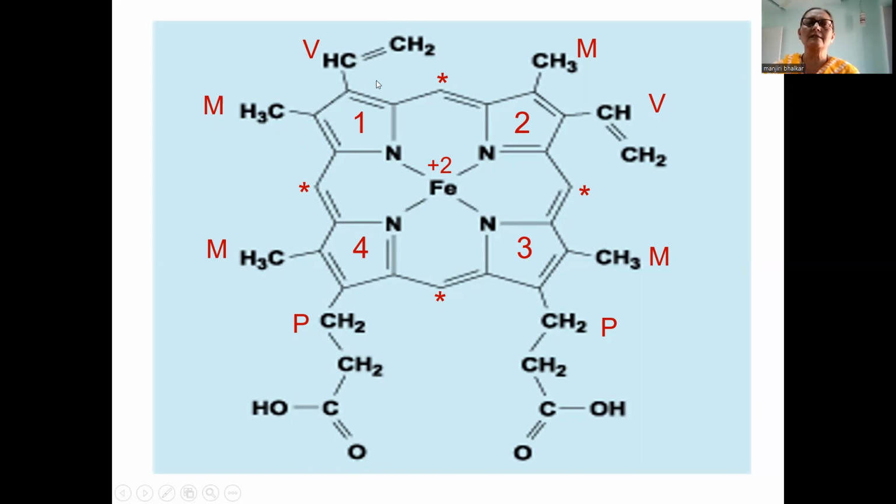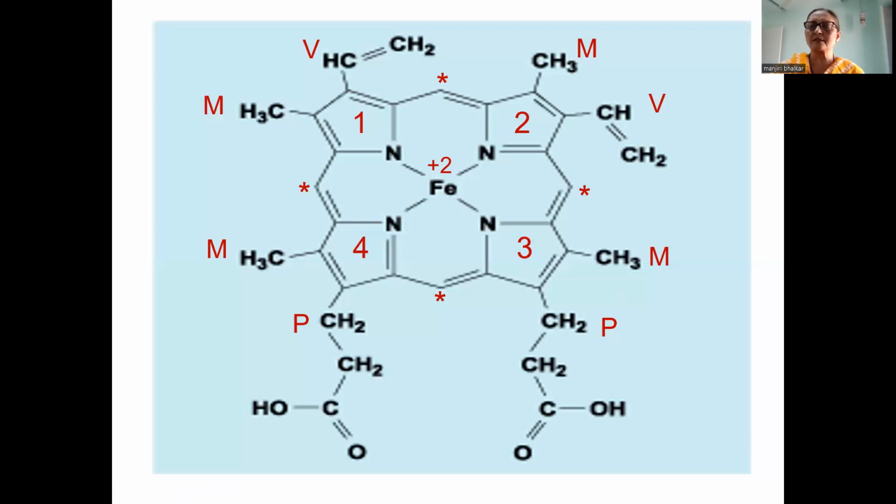So let us see these substitutions in a clockwise fashion. Ring 1 is methyl vinyl substituted. Ring 2 is also methyl vinyl substituted. Ring 3 is methyl propionyl substituted. And ring 4 is propionyl methyl substituted. Is this clear? So this is protoporphyrin 9 plus iron that makes the structure of heme.